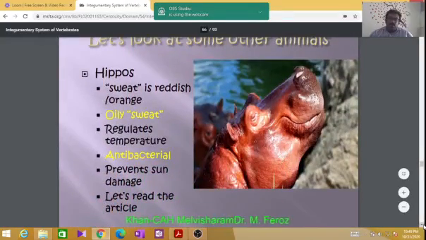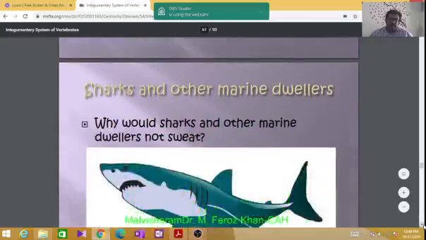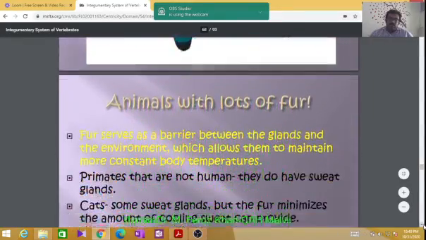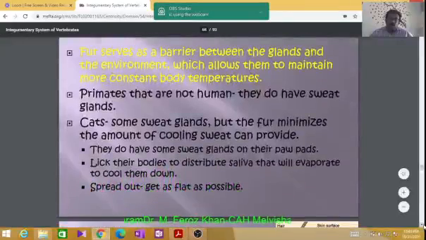What do hippos do? They sweat in reddish orange. Oily sweat is antibacterial. It prevents sun damage. What do sharks and other marine dwellers do? What about the animals having a lot of fur? Fur is the barrier between glands and the environment. For example, primates that are not human have sweat glands. Cats have some sweat glands.